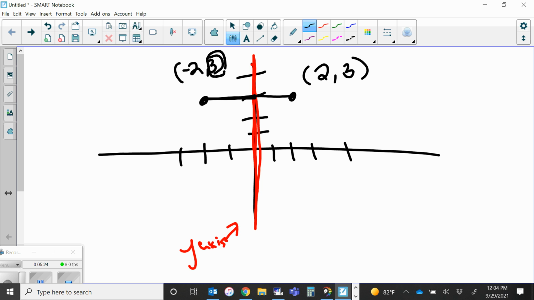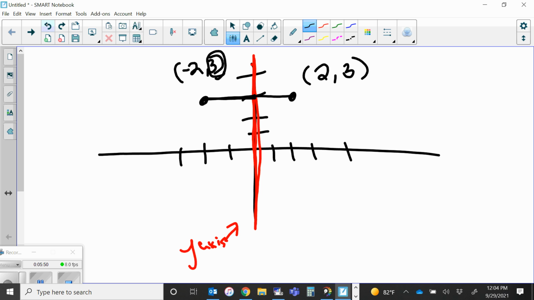Let's talk about it. What stayed the same, though? Because what are they both? They're still the same distance up. So notice the y didn't change, and the x just changed from a -2 to a 2. Does that make sense, yes or no?